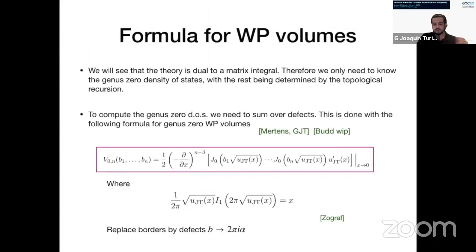Okay, and to sum over the number of defects, so now I want to give the result after summing over the number of defects. We need some knowledge about Weil-Peterson volumes at genus 0. It doesn't matter the details, but I just wanted to point out that we used the formula that we derived with Thomas Merton.